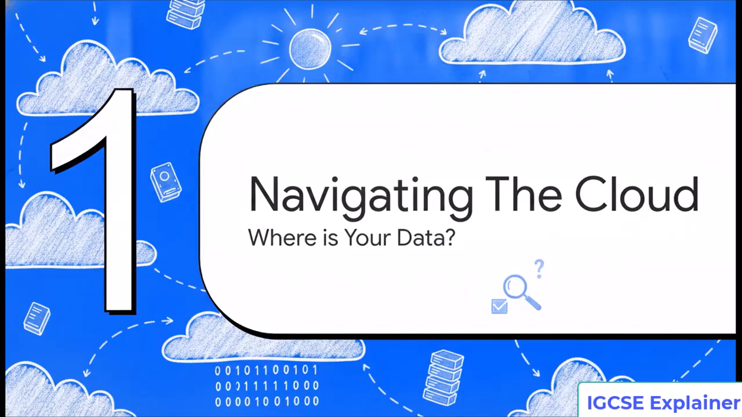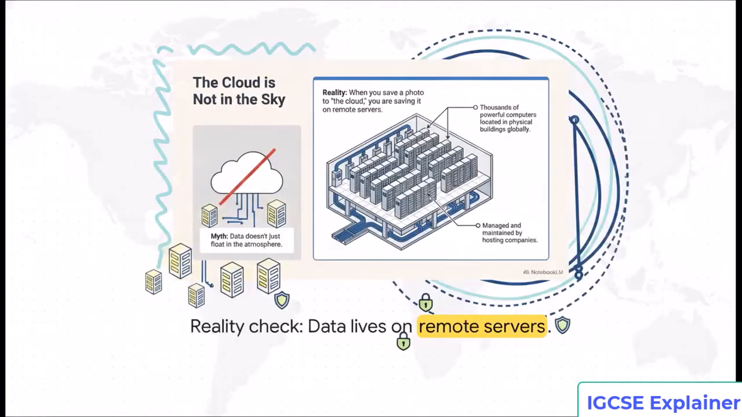Let's explore exactly where your data goes when you actually hit that save button. Let's just immediately bust a massive myth right now. There is no magical, fluffy cloud in the sky holding your data. No way. The reality? The cloud is really just someone else's computer. When you save your photos or your work files, you're actually storing them on remote servers. We're talking about thousands of incredibly powerful computers sitting in vast physical buildings located all around the globe, totally managed and maintained by dedicated hosting companies.